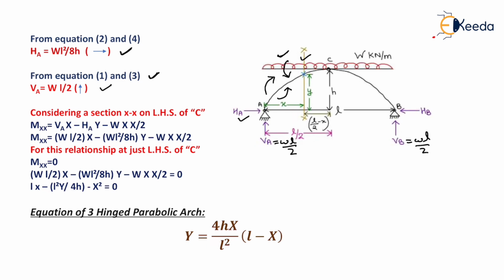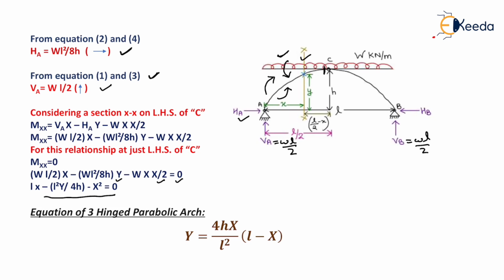Now at just left of C, the moment is equal to 0 because of the internal hinge. So we use this relationship, that moment at just left of C is equal to 0. We put this equation, that is WL by 2 into X minus WL square upon 8H into Y minus W into X by 2 is equal to 0. We get Lx minus L square Y upon 4H minus X square is equal to 0.